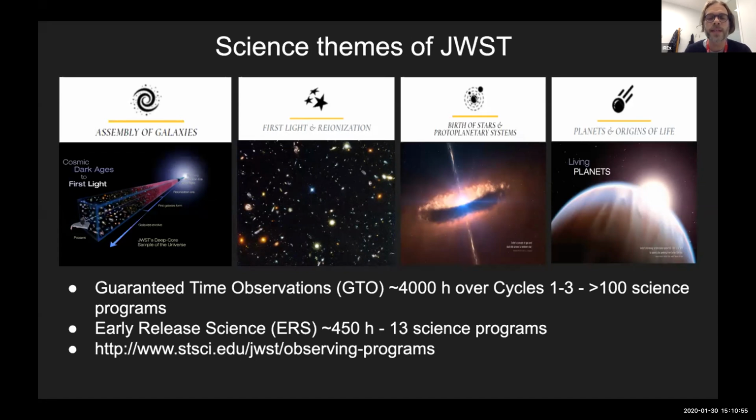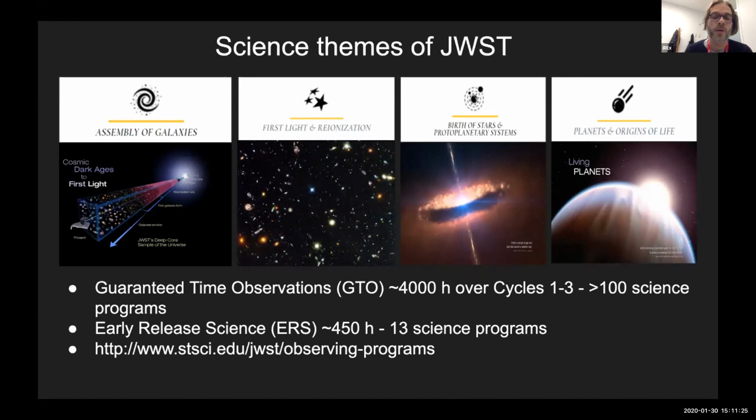This consists essentially of the instrument team people. There's about 4,000 hours already allocated, and they're going to be used mostly in cycles 1 to 3. And they cover more than 100 science programs, okay? But JWST observes 24/7, so you have a large number of hours in a year. It's not orbiting the Earth. And so that leaves a lot of time for the general observer.